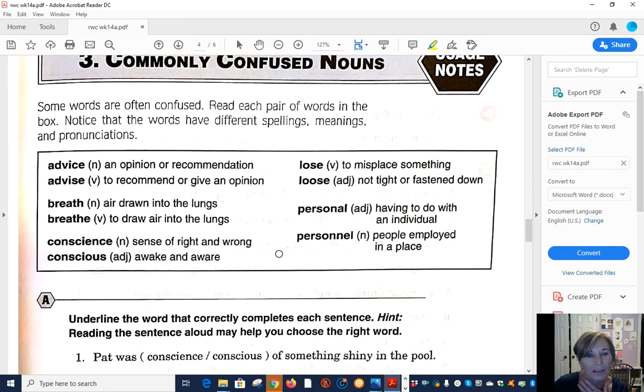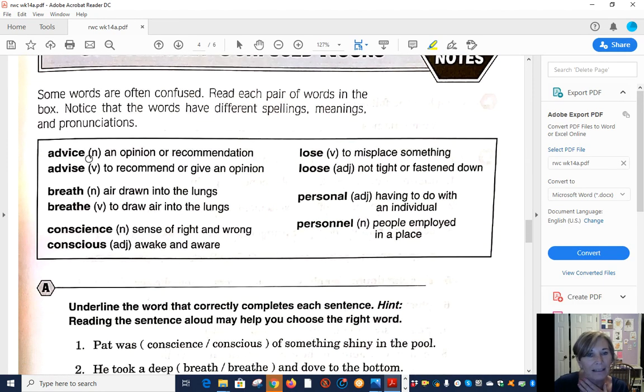Commonly confused nouns. Advice and advise. Advice is a noun. It is what you give somebody if they ask you for your opinion. Advise is the verb form, and that's you giving your opinion. Breath is what you breathe in. Breathe is doing it.